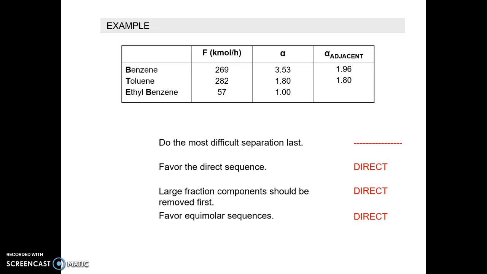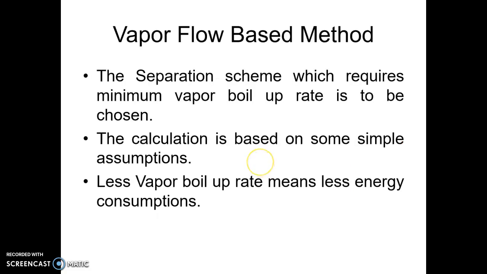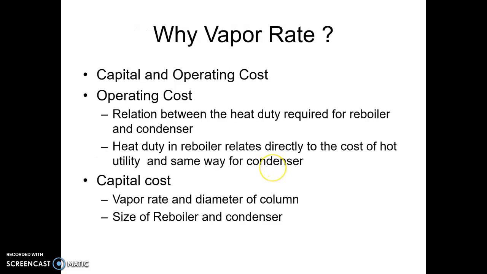So there has to be some quantitative way wherein I can say that, okay, if this particular value is less, my sequence is better. For that, the method which calculates the vapor flow inside the column is suggested. The separation scheme which requires minimum vapor boil-up rate is to be chosen, right? The calculation is based on very simple assumptions, and less vapor boil-up rate means less energy consumption. Let us try to see that.